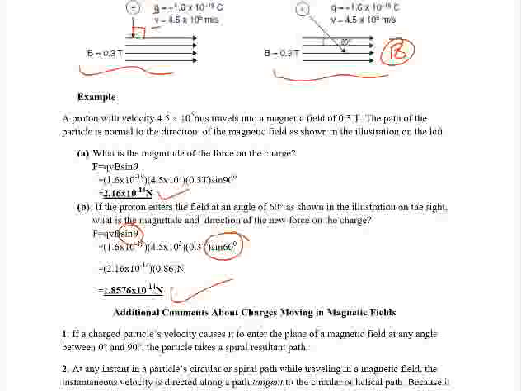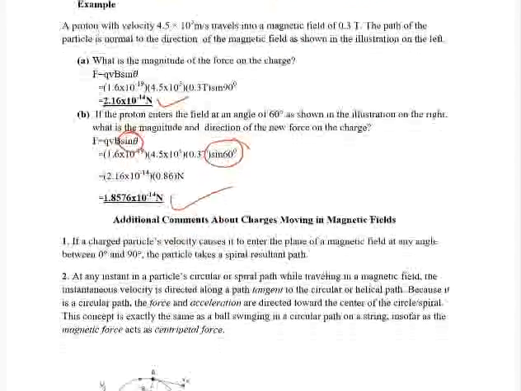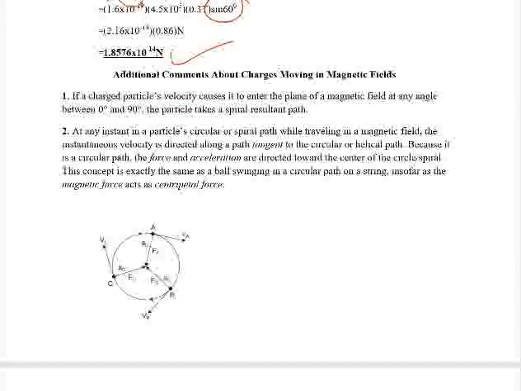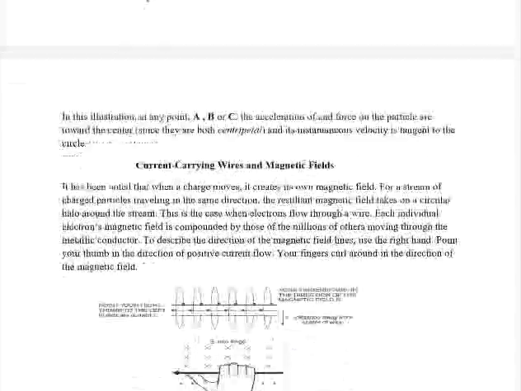Therefore, you must take the angle between them, since theta is the angle between the velocity and the magnetic field strength. Okay, the other thing is additional comments in magnetic field strength. This one is an advanced part. Therefore, you must read this by yourself.